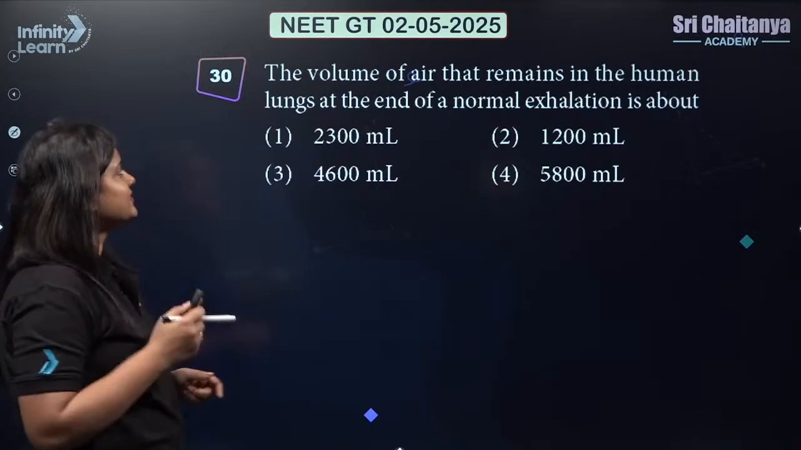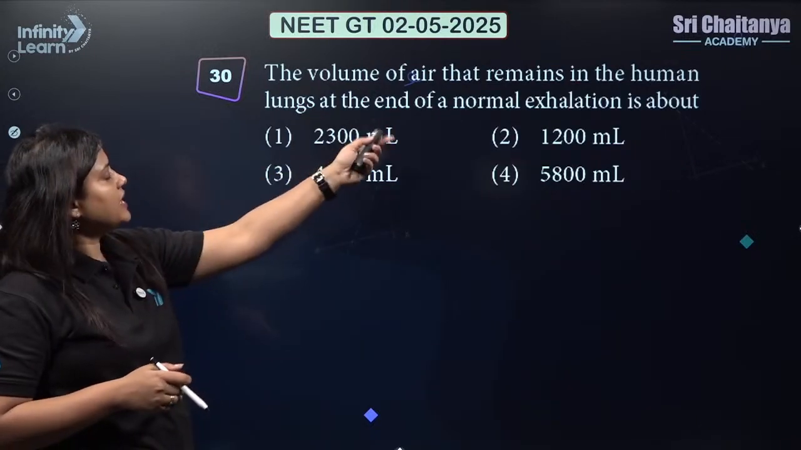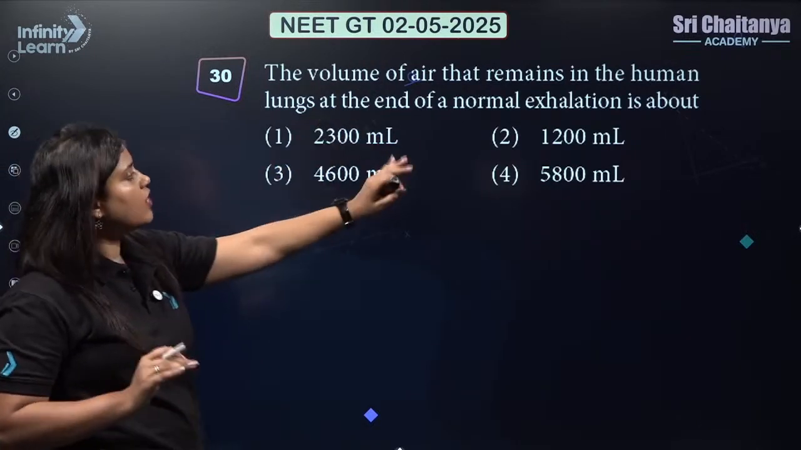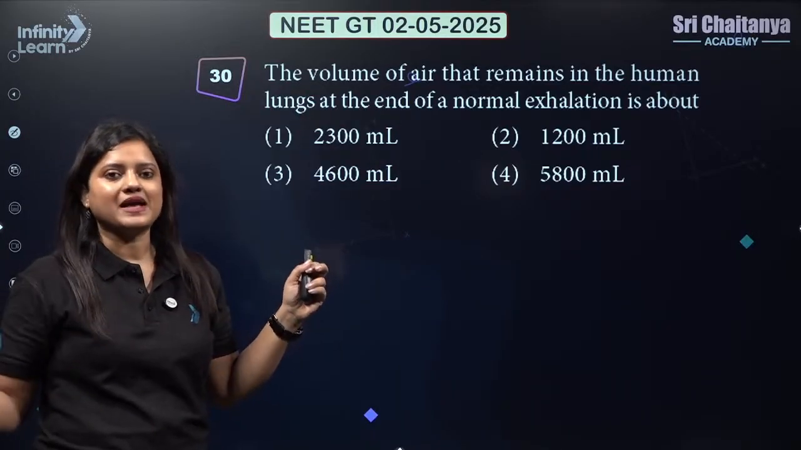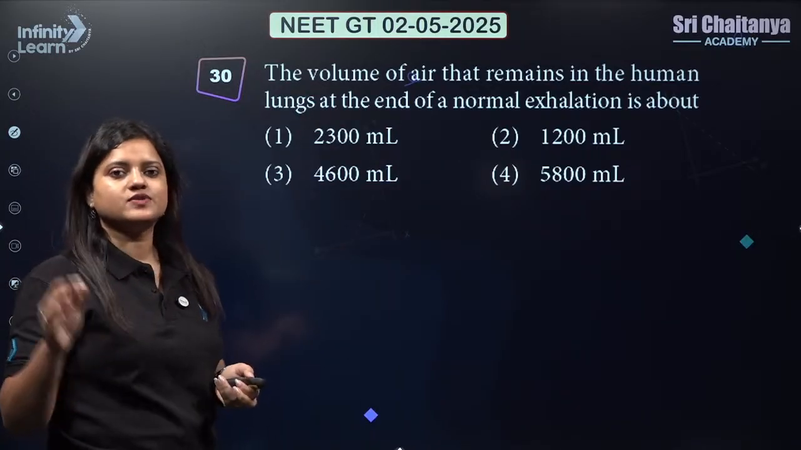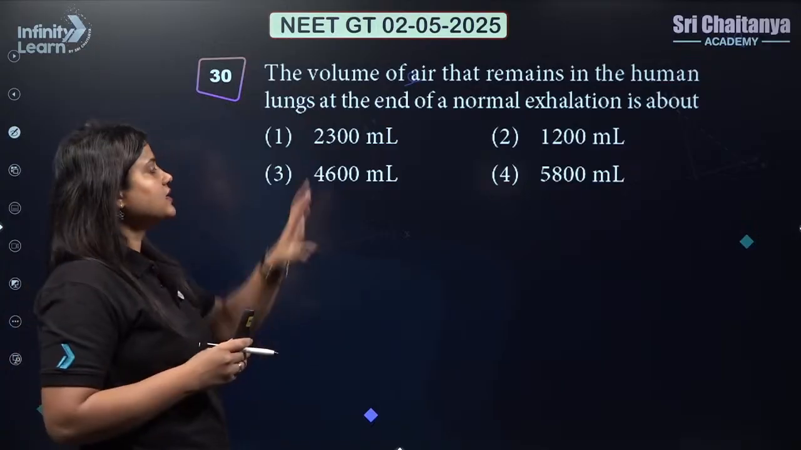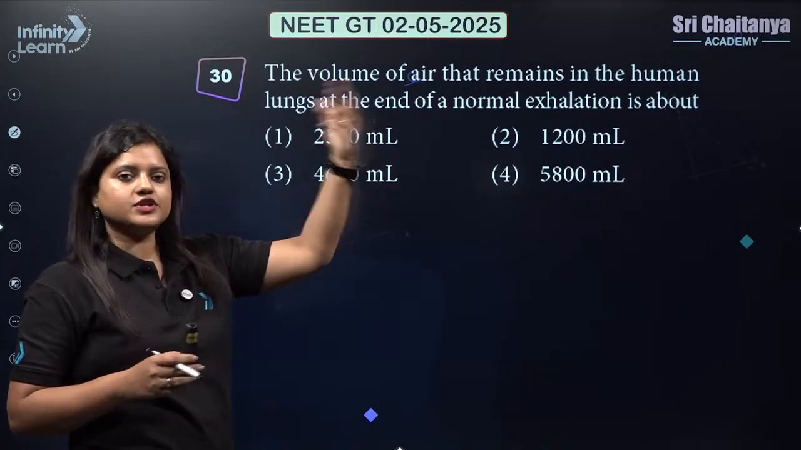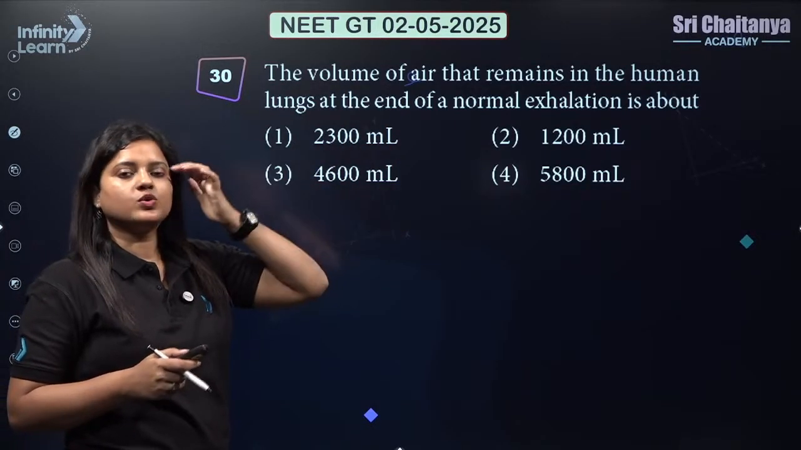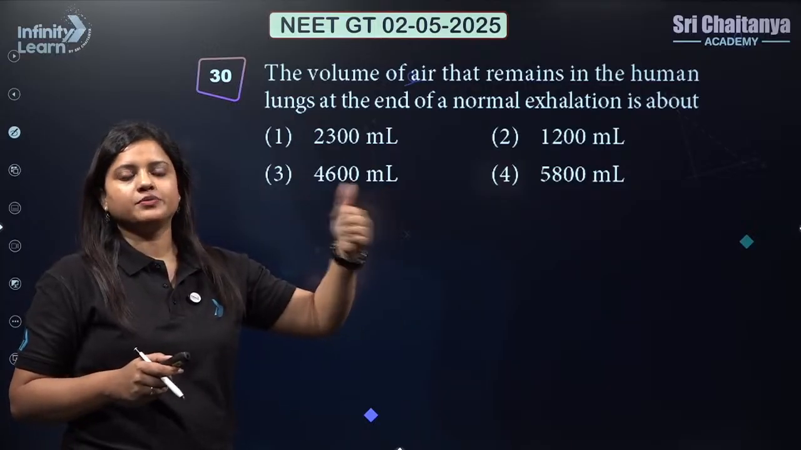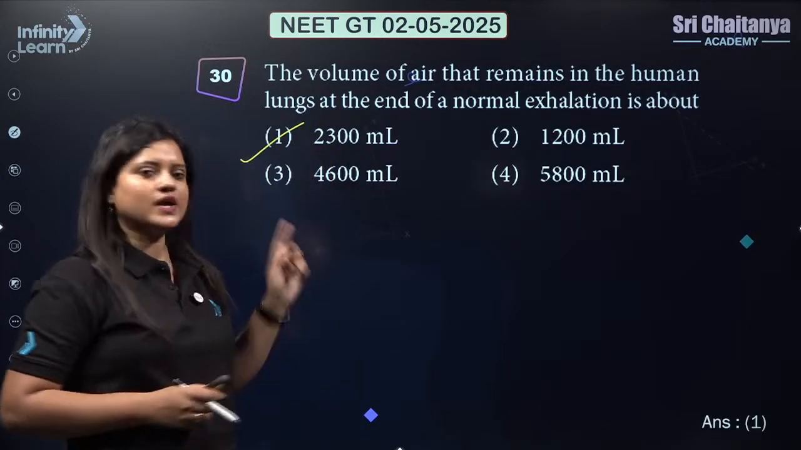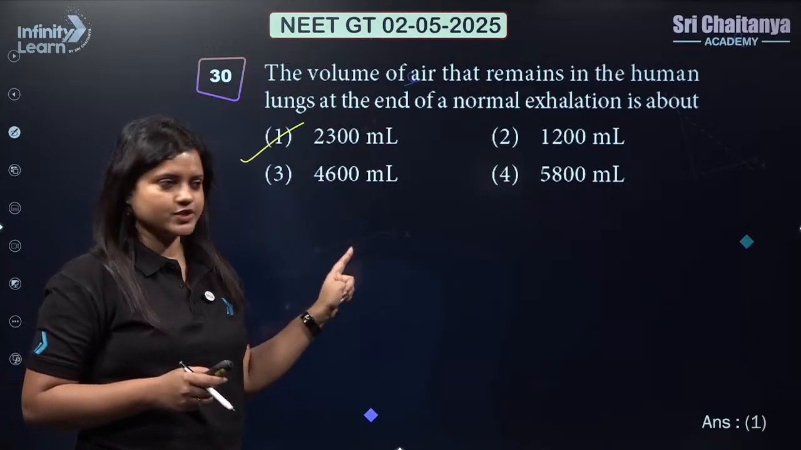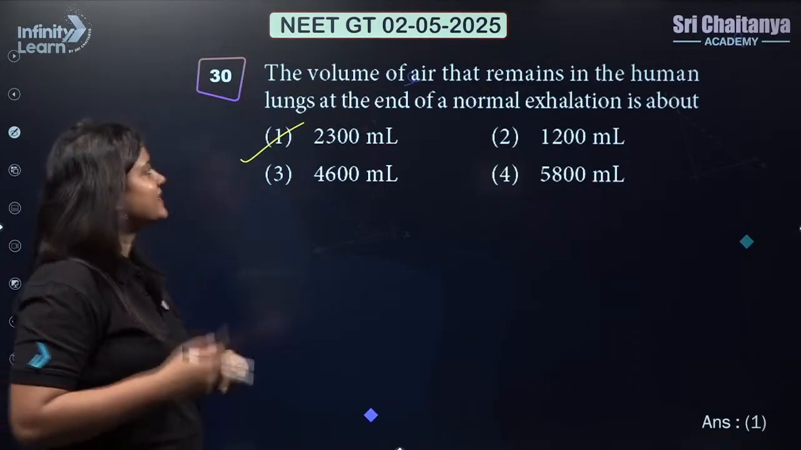Remember 1. The volume of air that remains in the human lung at the end of normal exhalation is about. That is functional residual capacity. Okay, so functional residual capacity will be the air that remains after normal exhalation. That will include the expiratory reserve volume and the residual volume. So the answer will be 1, that is 2300. Okay, simple question, don't make a mistake here.